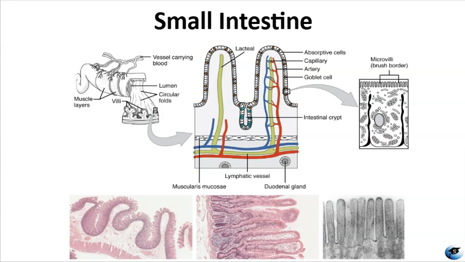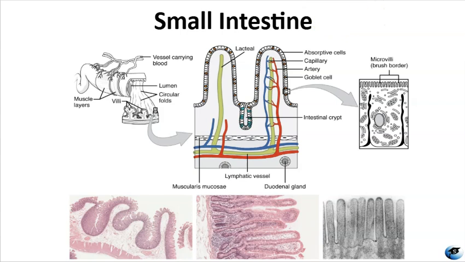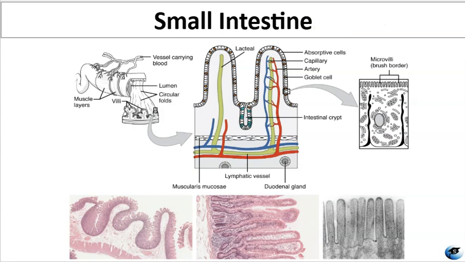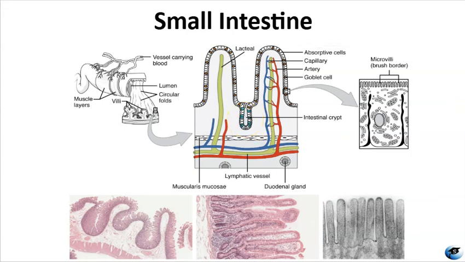And then within each villus, there are networks of capillaries and a lymphatic vessel called the lacteal, this guy here. Capillaries absorb nutrients like amino acids and sugars directly into the bloodstream, while the lacteal absorbs dietary fats. And the intestinal crypts between villi contain cells like goblet cells, which secrete mucus to protect and lubricate the lining.